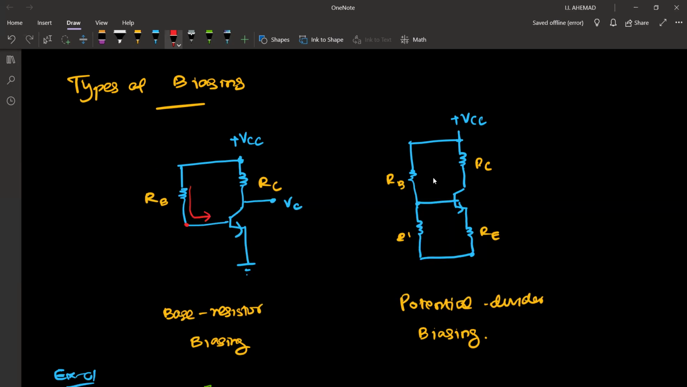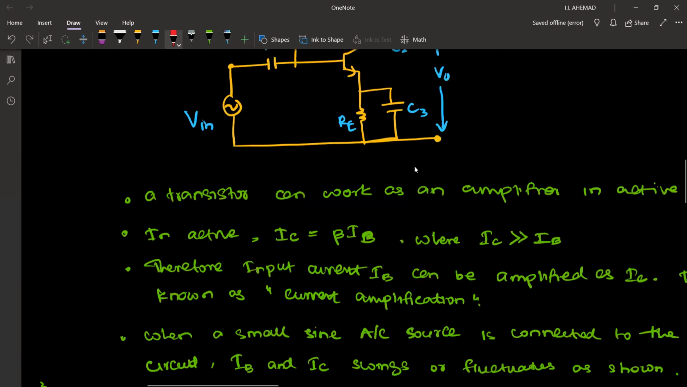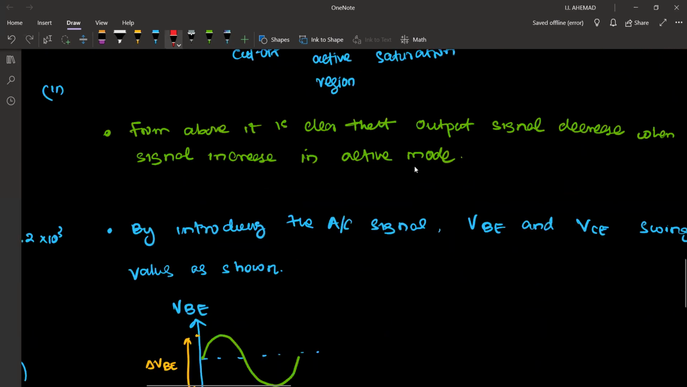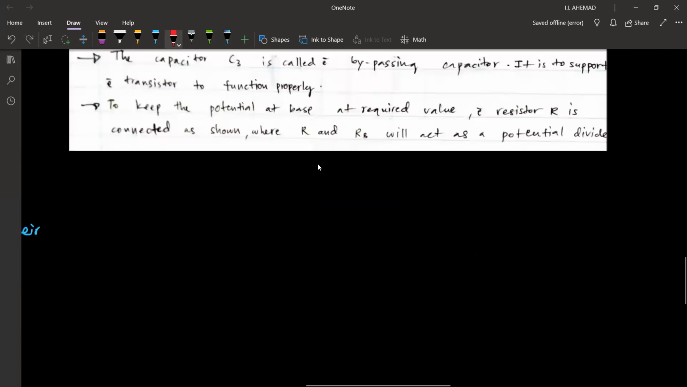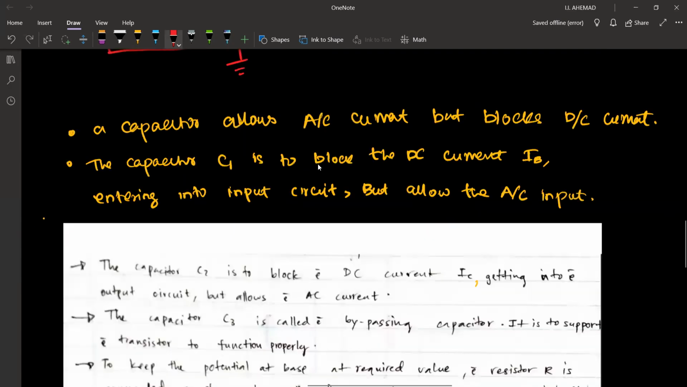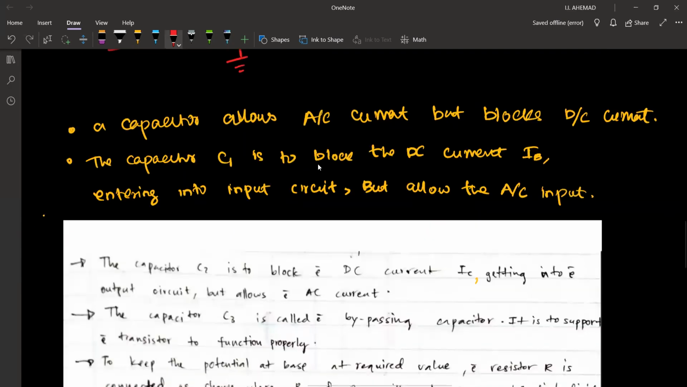But when we have a potential divider, this voltage is fixed. This voltage cannot change. Therefore, it limits, or fixes, the value of IB current. That is why here in this note we have mentioned having this resistor R is better. Clear with that idea, right?